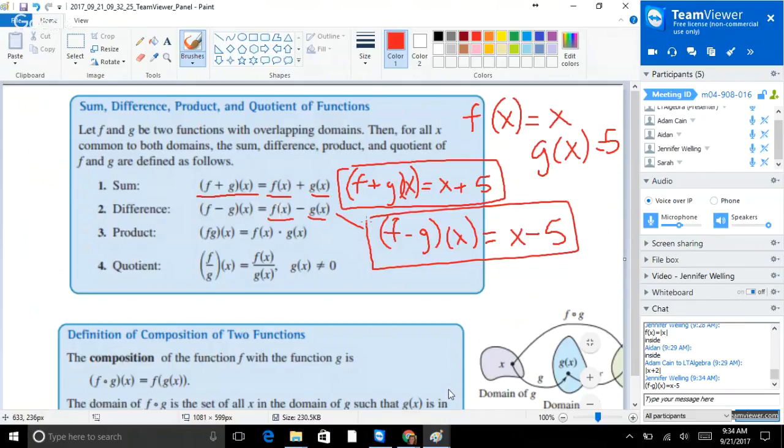Difference can get a little bit tricky, because if you have a more complicated function, you just need to remember to subtract the whole function. But it's not too crazy, right?